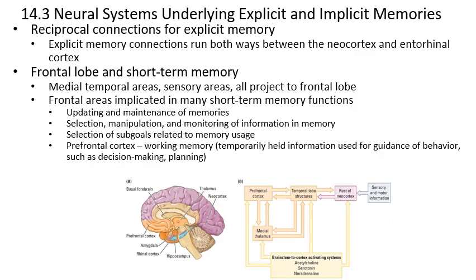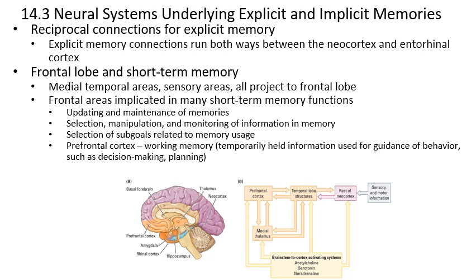There are reciprocal connections for explicit memory between the neocortex and the entorhinal cortex. The frontal lobe is highly associated with short-term memory. So in addition to the mediotemporal areas, sensory areas also all project to the frontal lobe. As you know, the frontal lobe has more of a controlling or executive function.